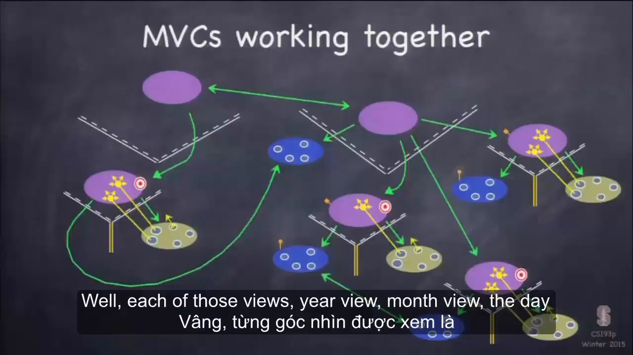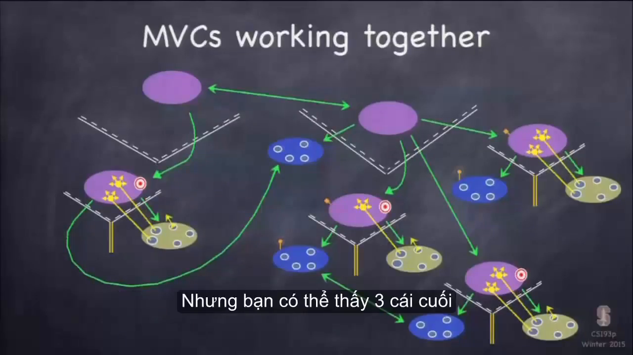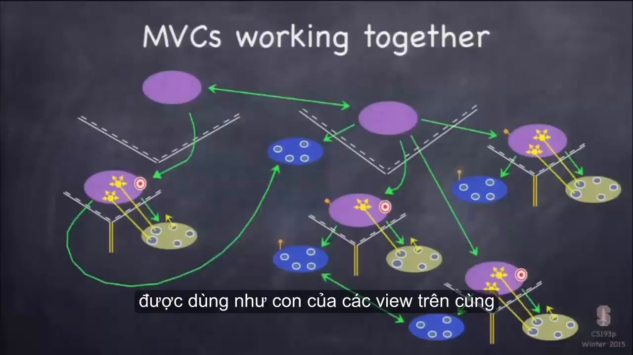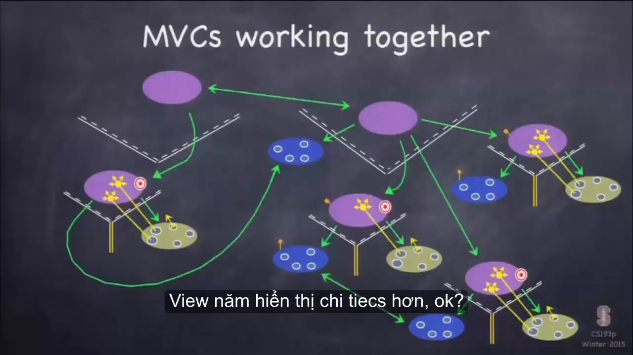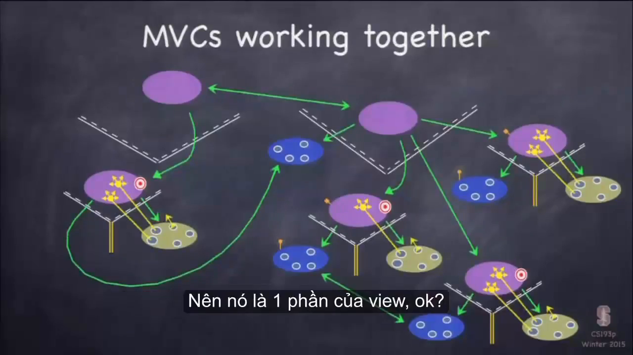Well, each of those views, the year view, the month view, the day view, and the appointment view, are their own MVCs. But you can see how the last three are used as essentially a minion of the top level view, the year view, to show more detail. So the year view, you click on a month, it's going to use the month view MVC to show more detail. So it's part of its view.